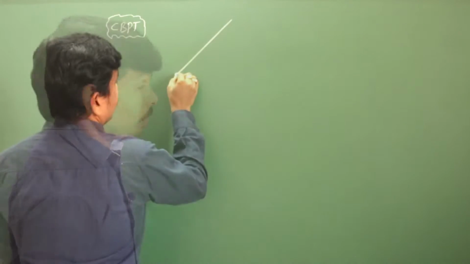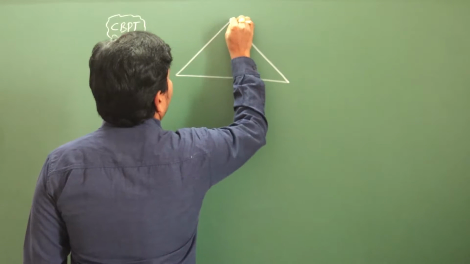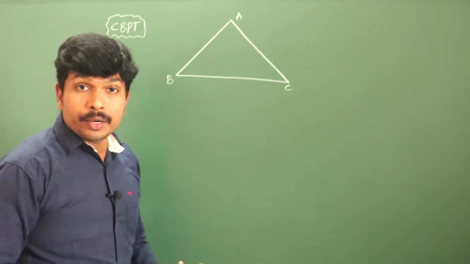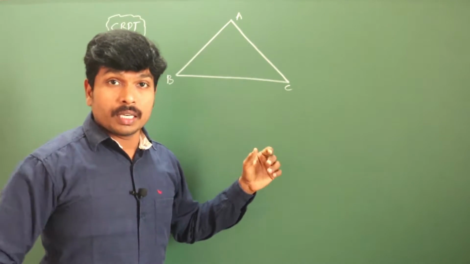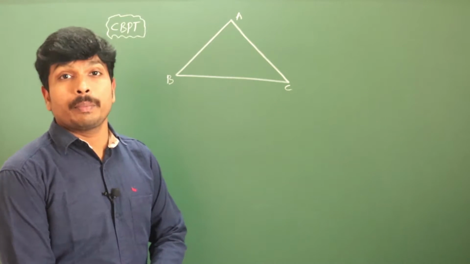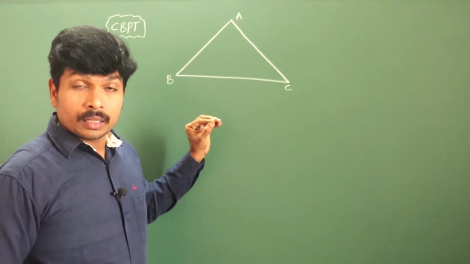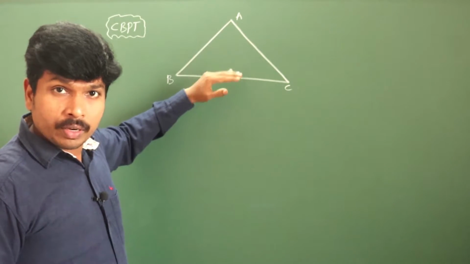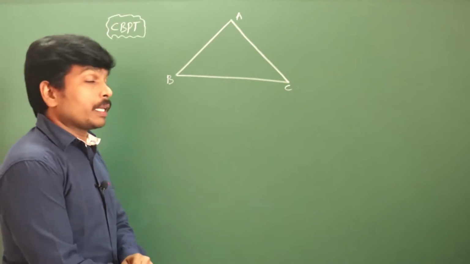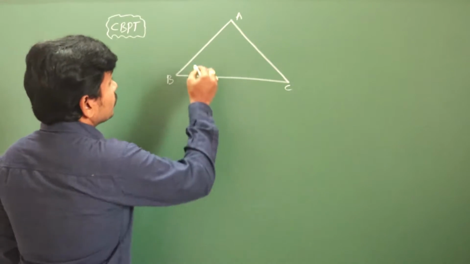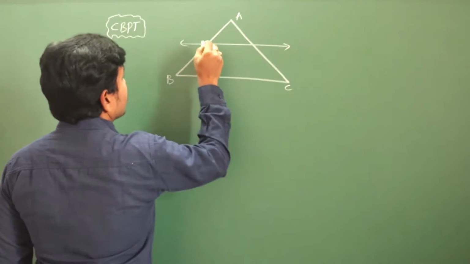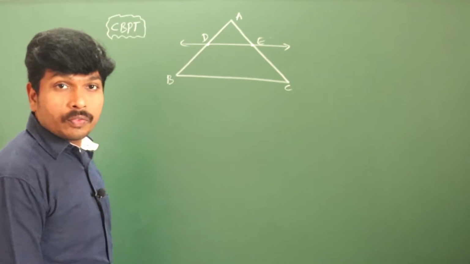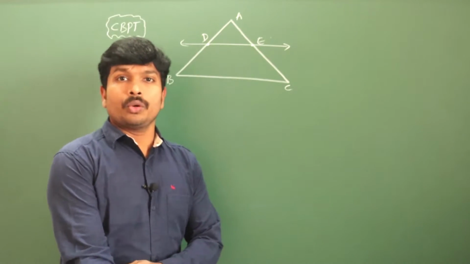So that statement we have to convert into a diagram A, B, C. That statement we divide into three parts: one is the figure, another is the given, another is the RTP, required to prove. What is given? Just one line divides any two sides of the triangle in the same ratio.